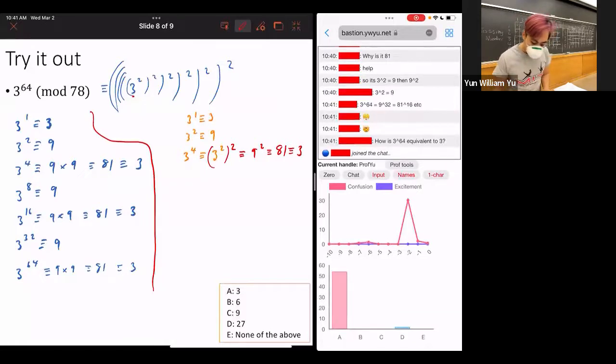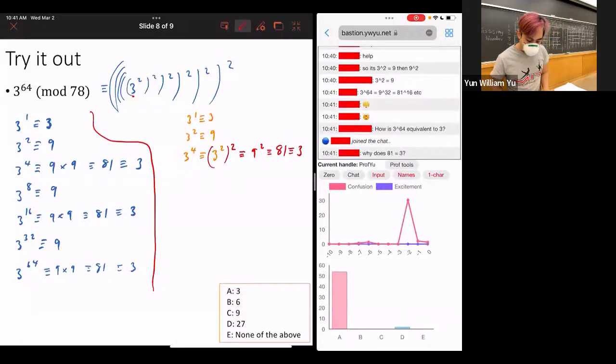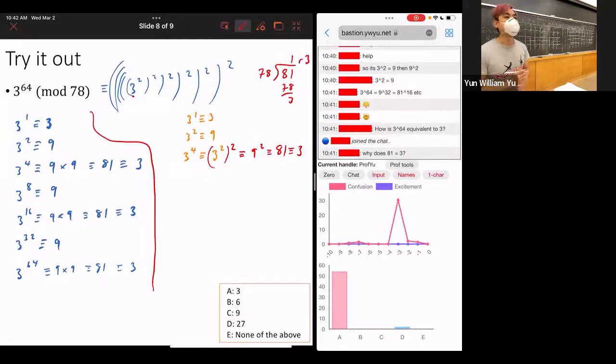But then, why does 81 equal 3? Because 81 divided by 78 is 1, remainder 3. Right? So remember, since we're in mod 78, anything bigger than 78, you can just divide by 78 and look at the remainder.